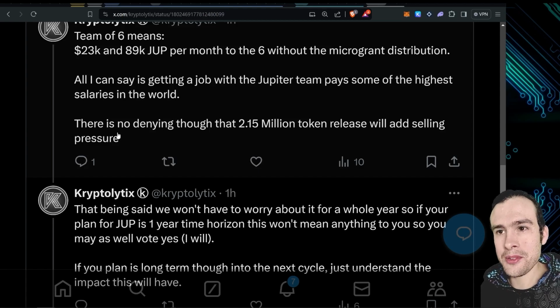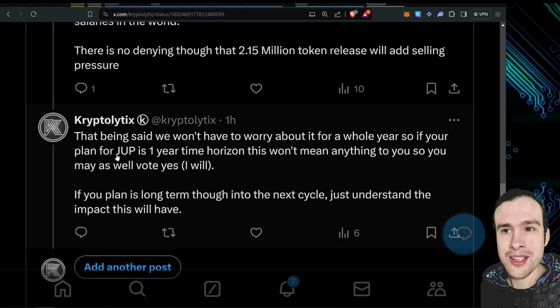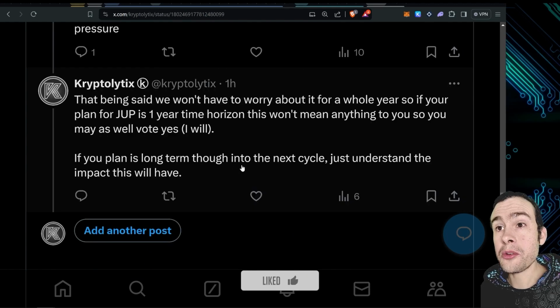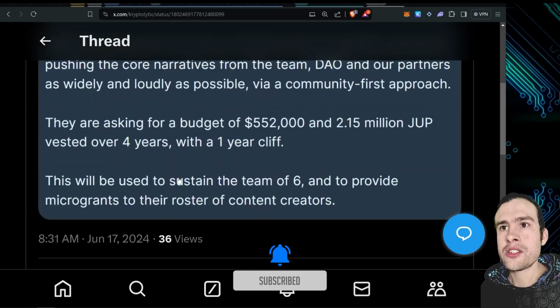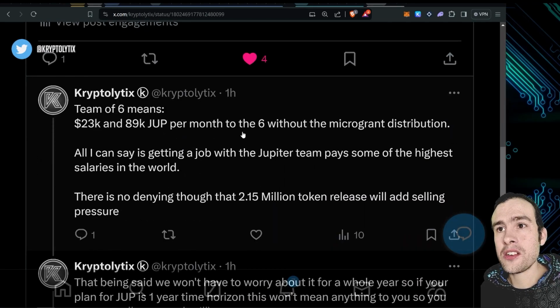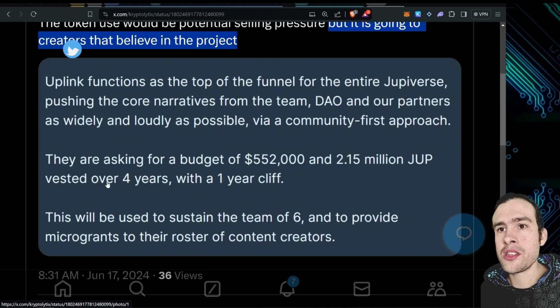It's just going to happen, right? People are going to take profit. No one's holding their dupe forever. That's just how it is, right? That being said, we won't have to worry about that for a whole year. If your plan for dupe is a 1 year time horizon, then this won't mean anything to you and you may as well just vote yes. If your plan is long-term hold though, into the next cycle, just understand the impacts this will have. So hopefully that breaks it down. It's a lot of money. It's $23,000 per month. That's divided by 4 because you can't divide it by 5. I did initially, but there's no point because it's not accessible for the first year.